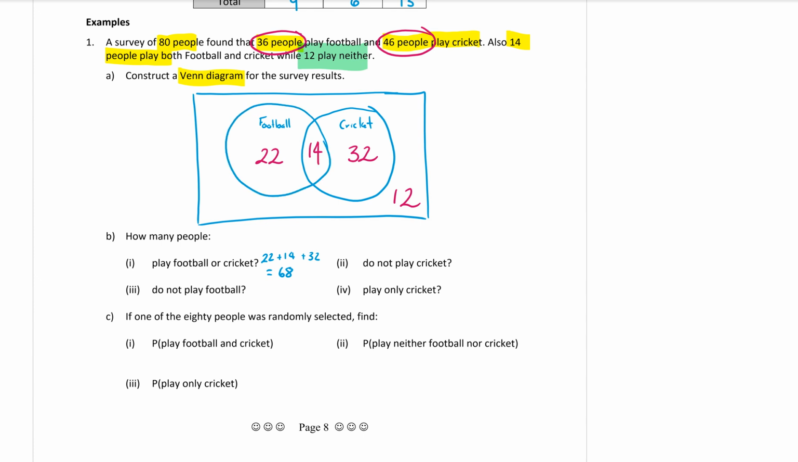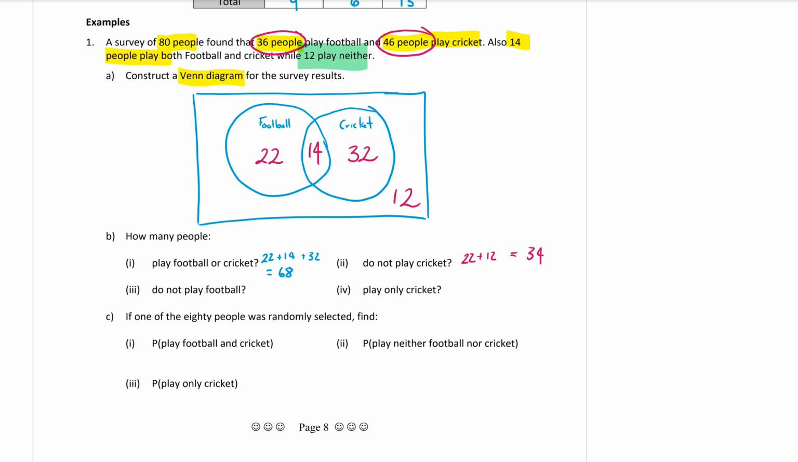Okay, so part 2 says how many people do not play cricket. Now the cricket circle is here. I want everything outside that circle, which would be the 22 and the 12. So 22 plus 12 means that there was 34 people who do not play cricket.